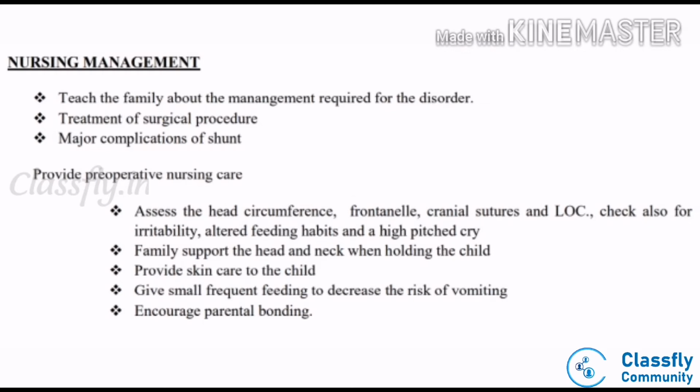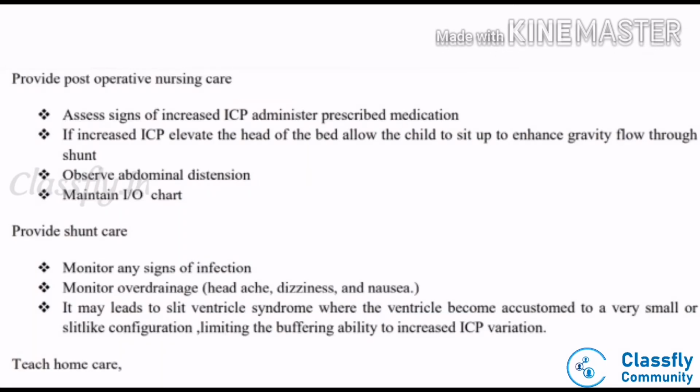Moving on to nursing management, the main management is education of the family members about the surgical procedure and major complications. Provide preoperative care: assess the physical examination and history collection, family support, support the head and neck, provide skin care to the child, give more frequent diet, and encourage parental bonding. Moving on to the post-operative care, assess signs of increased ICP. If there is increased ICP, then elevate the head of the bed, observe abdominal distension, maintain IO chart, give prescribed medications, then provide shunt care, watch for any signs of infection, and monitor over drainage.